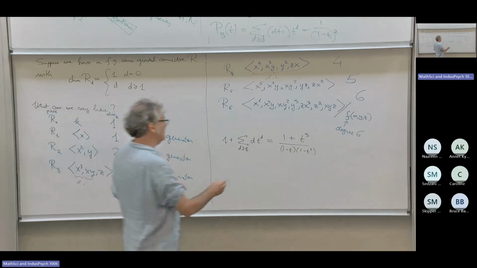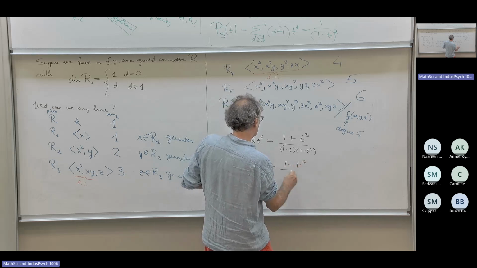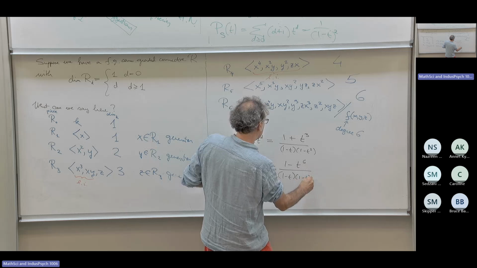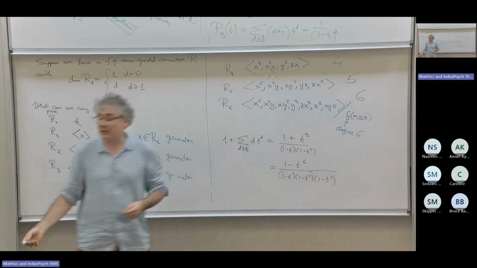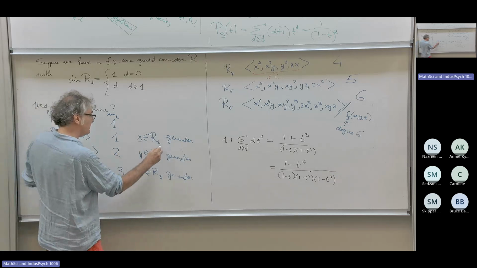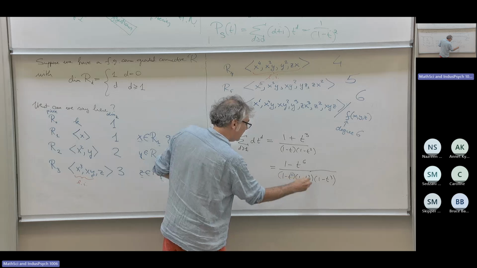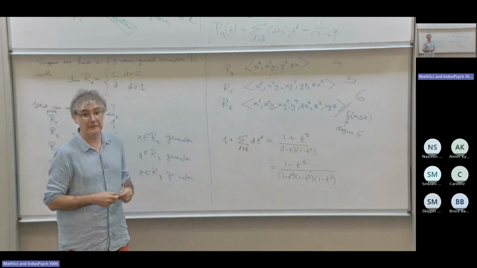Or another way to write this, which is the one we are going to prefer now, is 1 minus t to the 6 over 1 minus t, squared, 1 minus t cubed. And bingo, somehow you recognize everything. We have our 3 generators, degree 1, degree 2, degree 3. Magically, they are here, here, and here. And we have our single relation in degree 6.